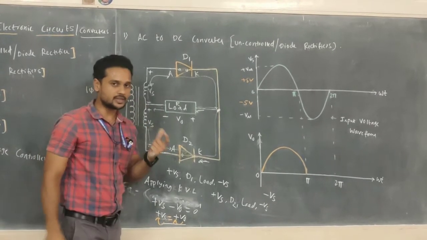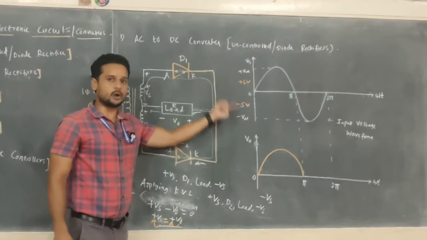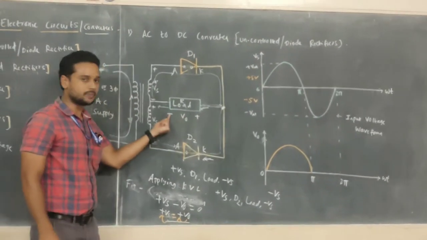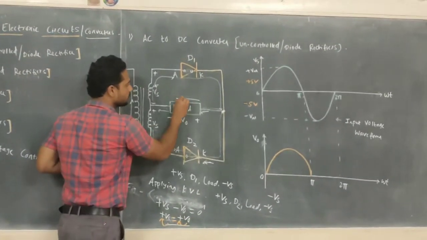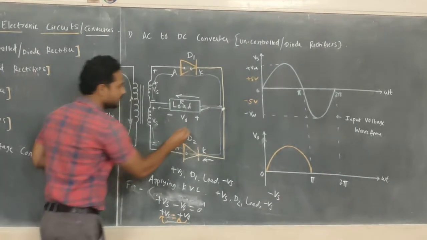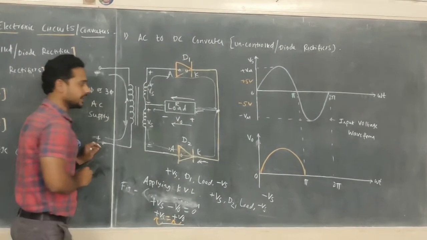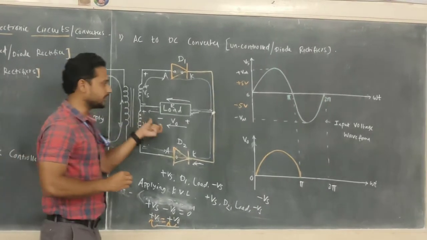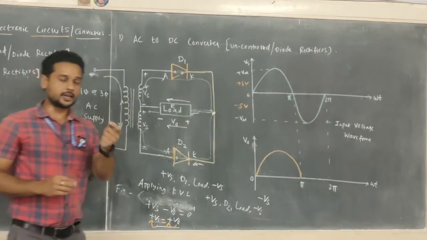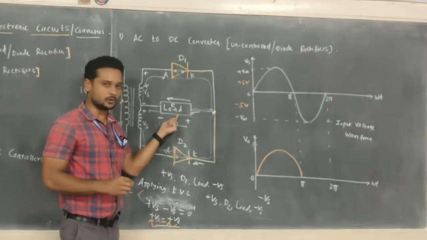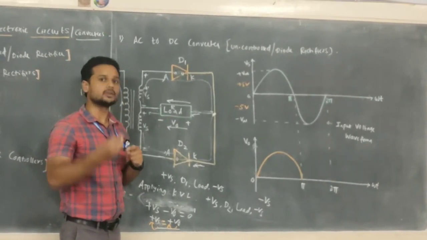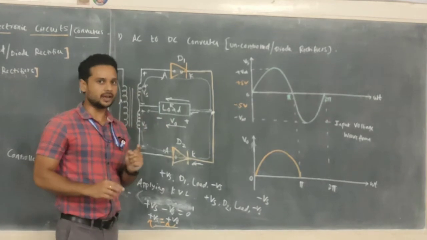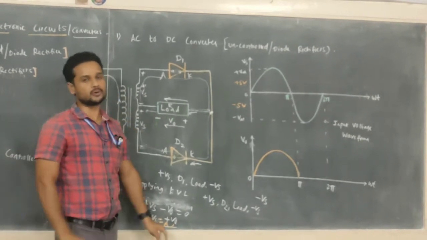Concentrate on this point. Whether you are in the positive half cycle or the negative half cycle, the direction of flow of current remains the same. In the positive half cycle current was flowing in this direction, and in the negative half cycle current was also flowing in this direction. So whenever the current flowing through this load is the same in either half cycle, you can assume that you are about to get the DC output voltage.